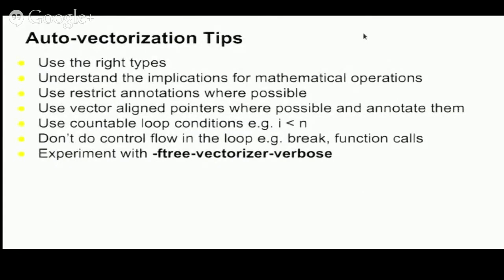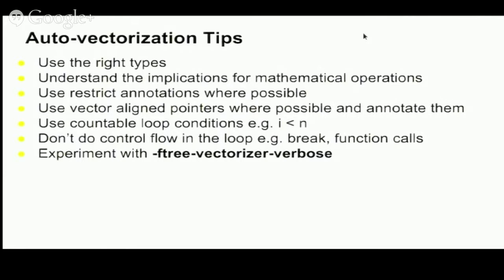So a few little hints. Right types, obviously: if you actually want to do operations on shorts, use shorts. Don't use ints, because otherwise you're going to use the wrong kind of ops. You've got to understand that where floating point is concerned, Neon does have a few drawbacks, but most of the time you probably don't mind. Restrict annotations are great. They'll tell the compiler it can do a lot of things that it wouldn't otherwise. Alignment's great.